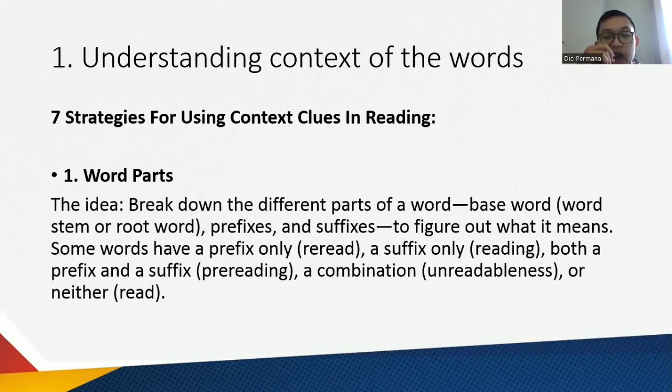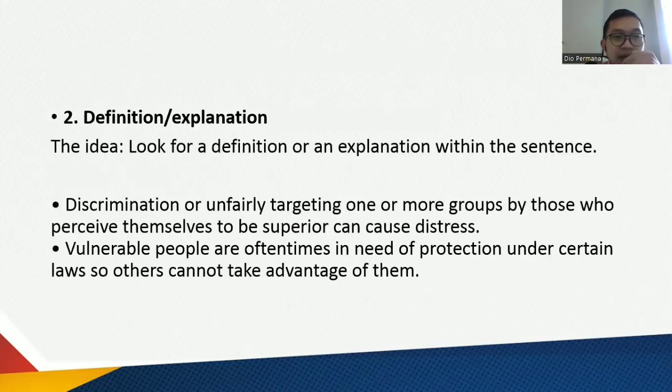Sometimes we also have a suffix. For example, reading. And some words have both prefix and suffix. For example, pre-reading. We have pre, which is the prefix, and the suffix is ing. So this is the combination. By knowing the word parts, it helps you to understand the context of the word.